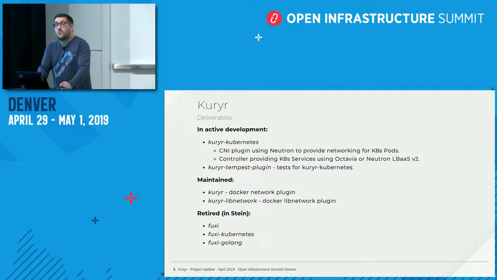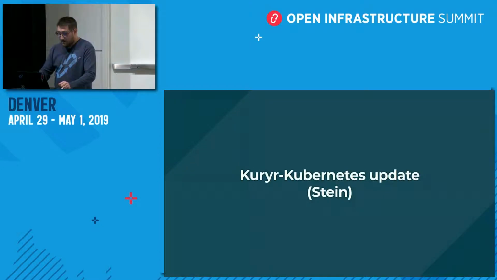And here in Stein, we removed Fuxi. For those of you that don't know Fuxi, it was a bit of an attempt to replicate what Kuryr-Kubernetes does, but using CSI instead of CNI.